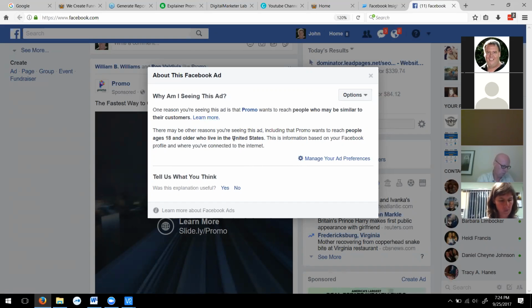This is kind of a poor example because it isn't targeted very well. It's just anybody over 18 that lives in the United States. To me, that would be a massive waste of ad budget. Maybe these guys have more money than sense, and maybe that's okay for them. But if you find one that is very targeted, it might give you a little insight into what they're doing as far as running their ads.